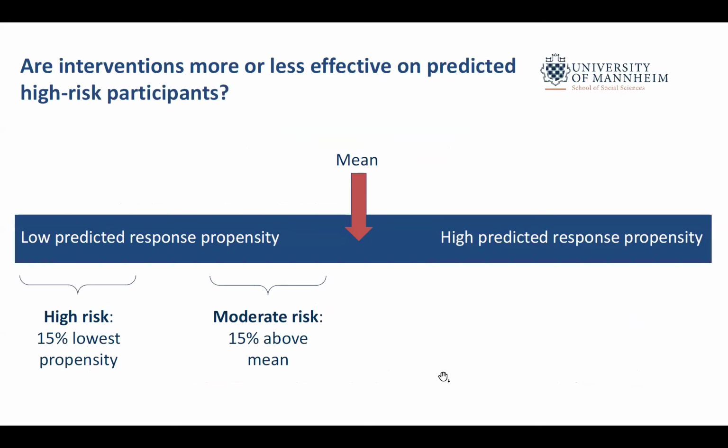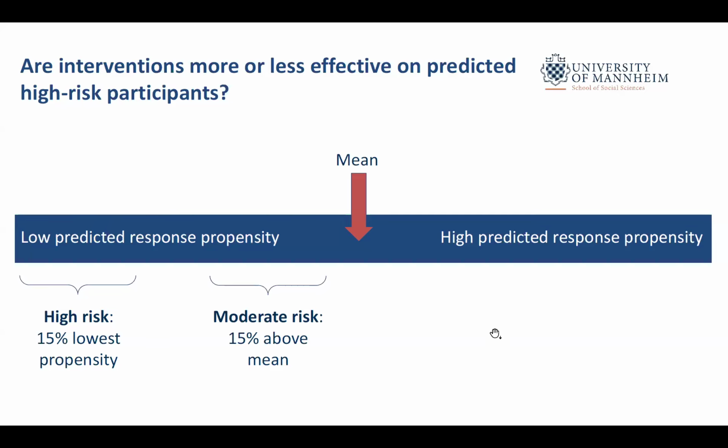Right, so for the first question, are interventions more or less effective for different groups of participants based on our predictions? Quick reminder here, our predictions are on the level of propensities or predicted probabilities. We have a range from low predicted response propensities to high predicted response propensities for any participant. We will be focusing on different groups based on those predictions.